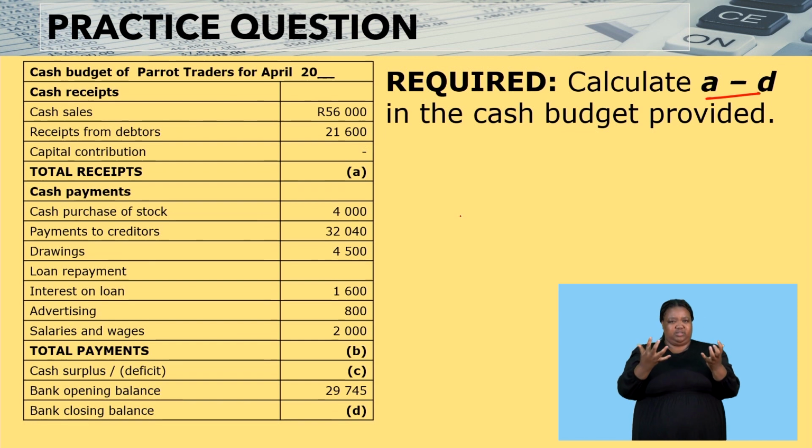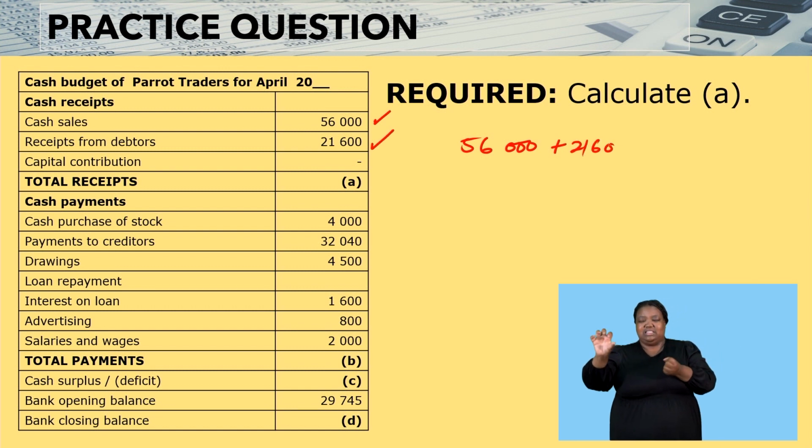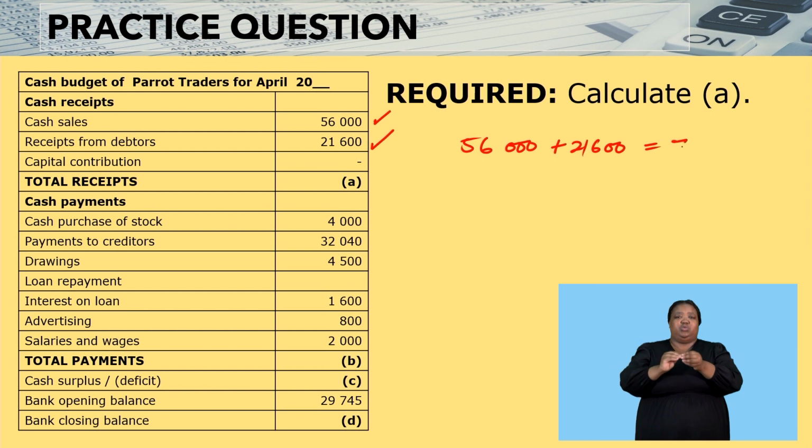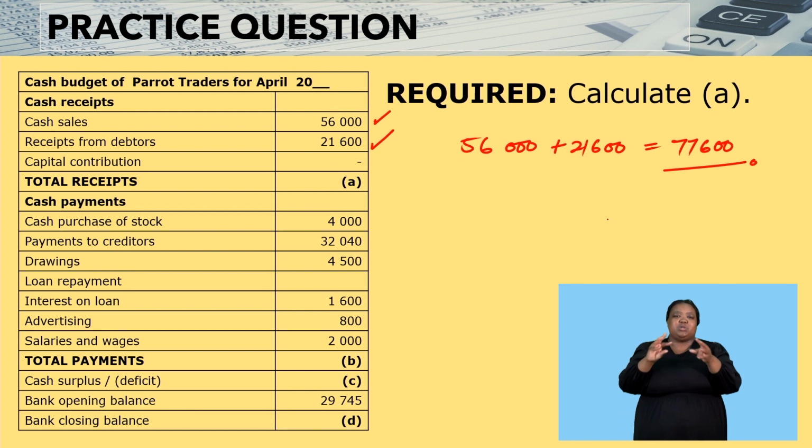All right, let's see. Calculate A. In order to calculate A, it becomes easy because A is total receipts. To get total receipts, I'll simply add my cash sales, which is 56,000, then I will add my receipts from debtors, which is 21,600. Then the total becomes 77,600. That becomes my total receipts. I simply add my cash sales and my receipts from debtors. That gives me A.